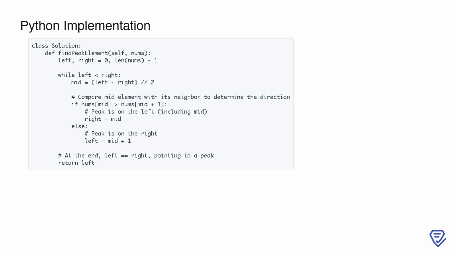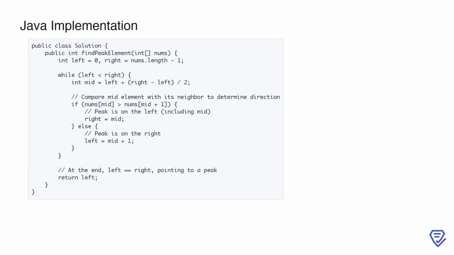Since the algorithm guarantees that the peak lies within the narrowed range, the function returns the index left, or equivalently right, which points to a peak element. This binary search approach runs in O(log n) time complexity, making it highly efficient for large input arrays. The algorithm ensures correctness by leveraging the properties of the input array, where a peak always exists due to the problem constraints. This is the Java implementation for LeetCode problem number 162, Find Peak Element.